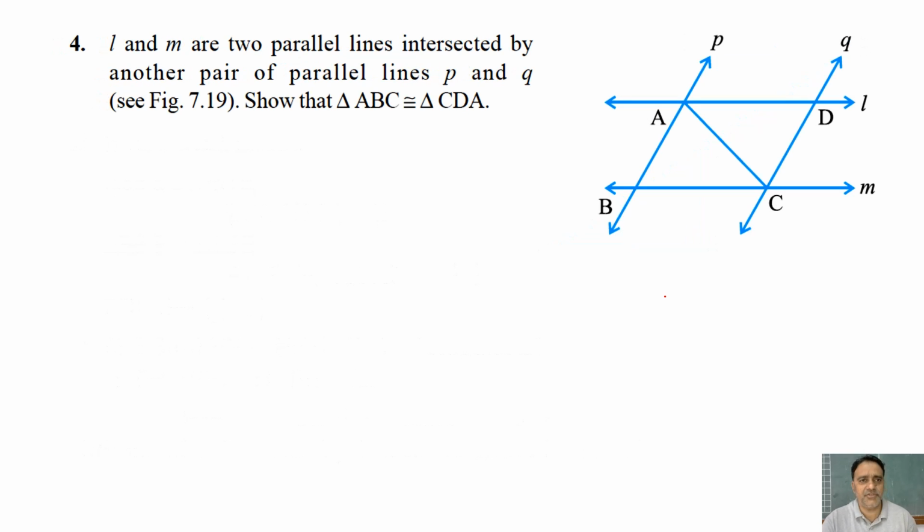Okay, now next question. L and M are two parallel lines intersected by another pair of parallel lines P and Q. Show that these two triangles are congruent. So we'll start with P, Q. P is parallel to Q and AC is a transversal. So these two angles are equal. Why? Alternate interior angles. Very good. Now L and M are parallel lines and AC is the transversal. So these two angles are equal. Why? Alternate interior angles.